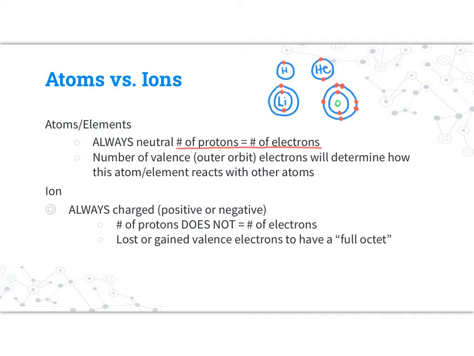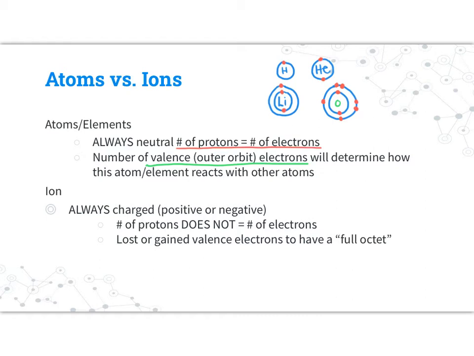Now, we were talking about the number of valence or outer orbit electrons. So a valence electron in lithium would be this 1 electron out on its own. These are no longer considered valence electrons. For oxygen, our valence electrons are all 6 of these electrons. These two are no longer valence because there's another shell around them. Hydrogen has one valence electron because it only has one shell. Helium has two.